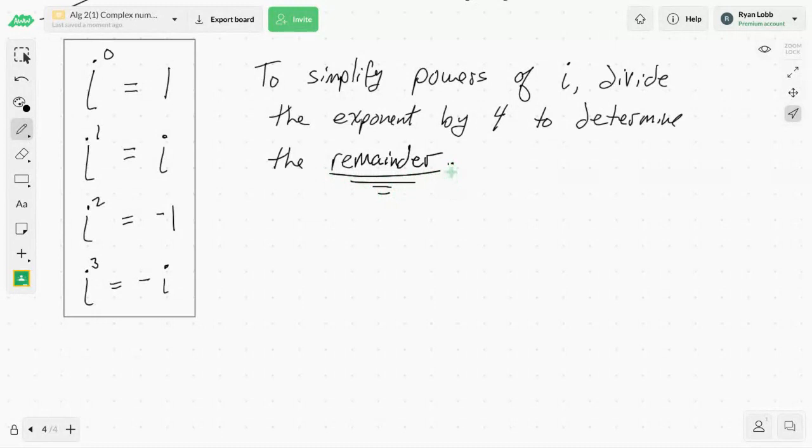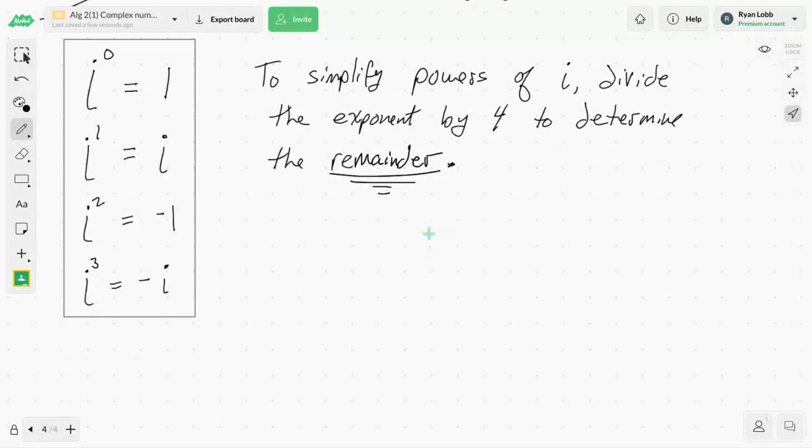Okay, so the first thing we're going to say is just to simplify powers of i, we want to divide the exponent by 4 to determine the remainder. We only really want the remainder. All right. So now that's what I'm going to write down.